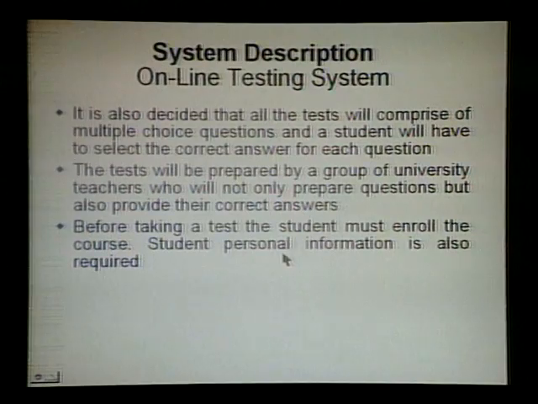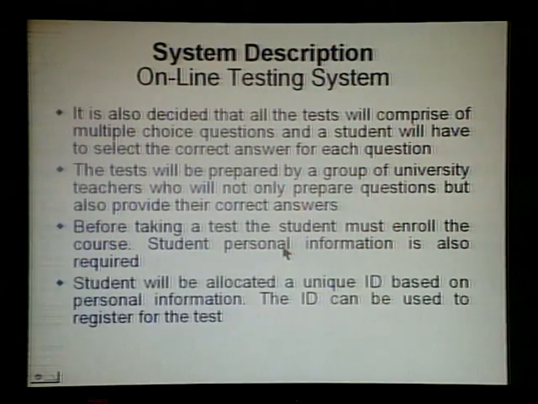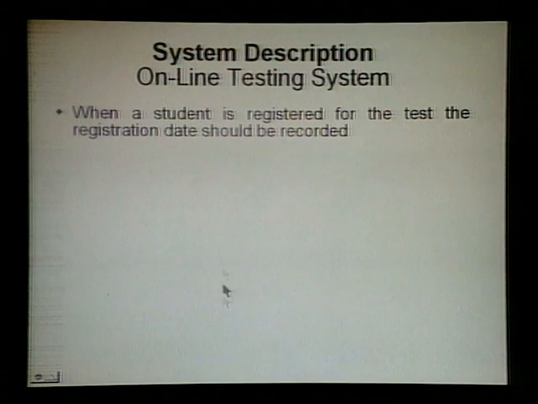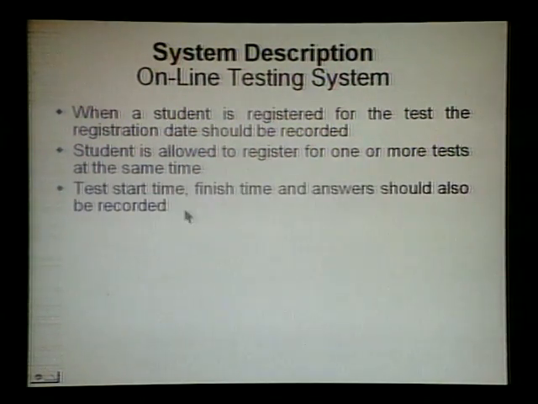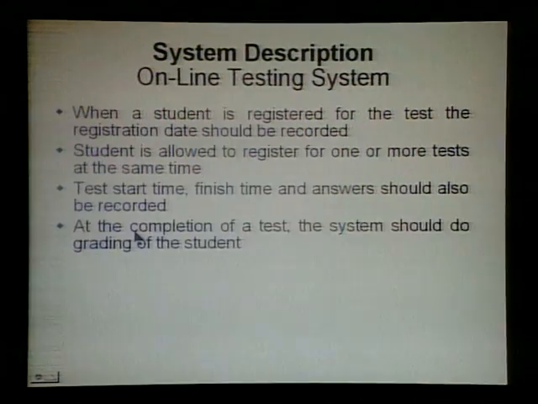Student personal information is also required. Student will be allocated a unique ID based on a personal information. The ID can be used to register for the test. When a student is registered for the test, the registration date should be recorded. Student is allowed to register for one or more tests at the same time. Test start time, finish time and answers should also be recorded. At the completion of a test, the system should do grading of the student.